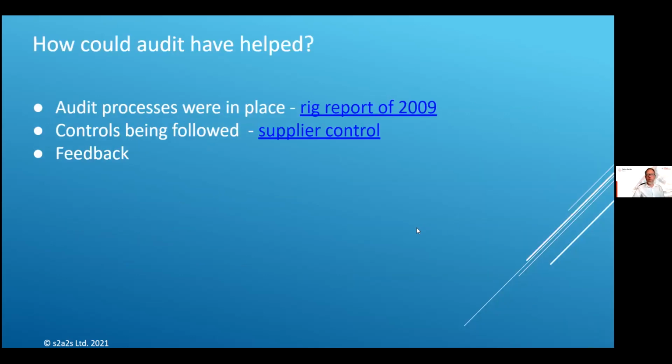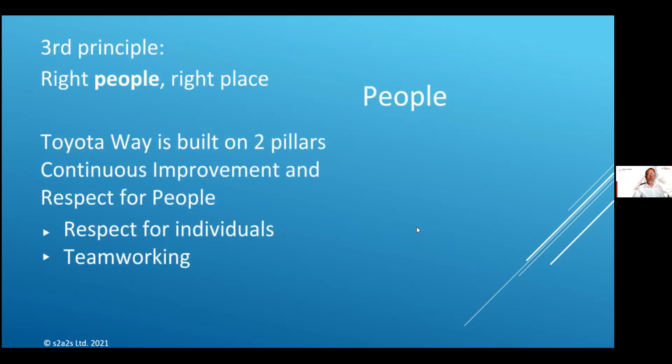So audit processes were in place, but the findings were ignored. The controls were in place, such as selection of suppliers, but they weren't effective. And all the feedback mechanisms that showed that the rig was under pressure for time were there, but were ignored. And my third principle, right people, right place. I've chosen as an example Toyota. Toyota have a house of quality that they base their Toyota management system on.